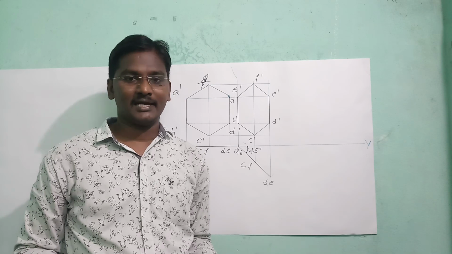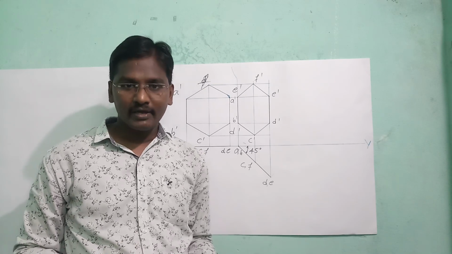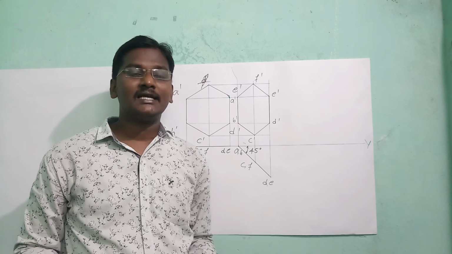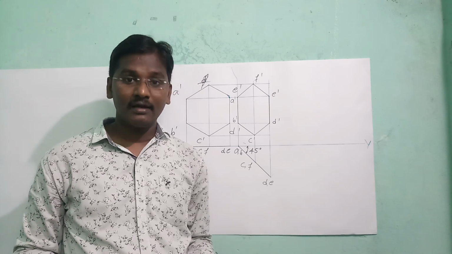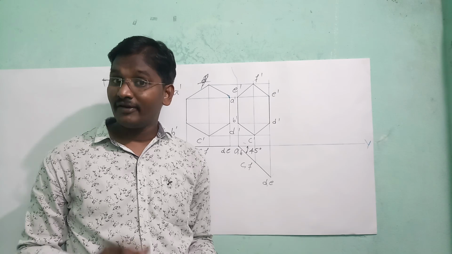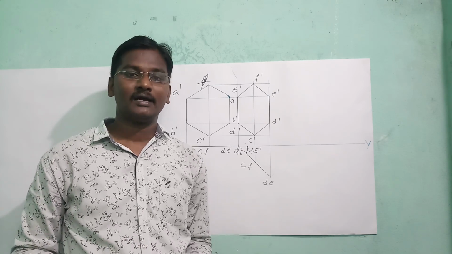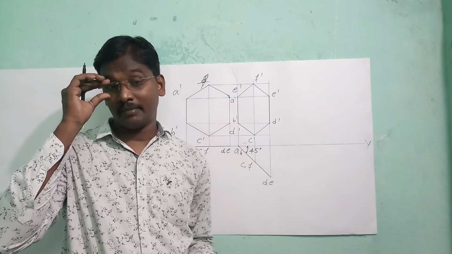The problem may ask like this. Draw the projections of a hexagon of side 30 mm which is inclined at 30 degrees to the HP and its surface is inclined at 45 degrees to VP. Is the problem clear? Just once I am repeating it.